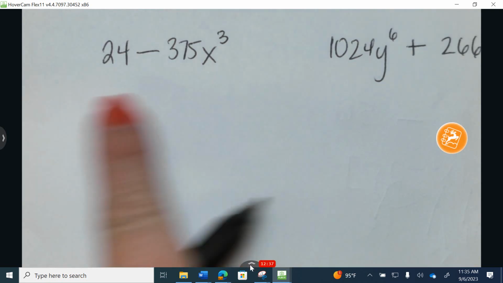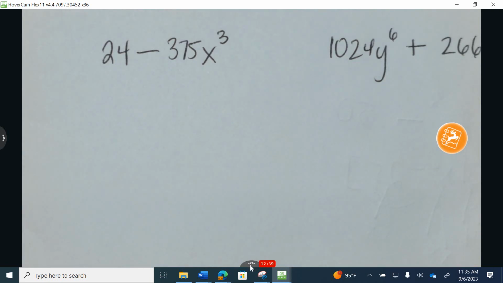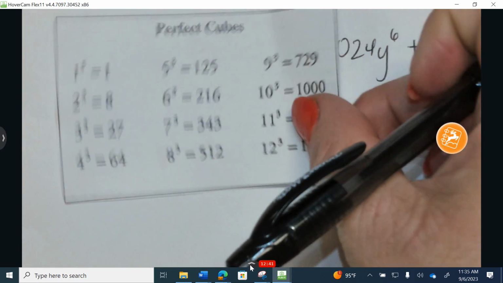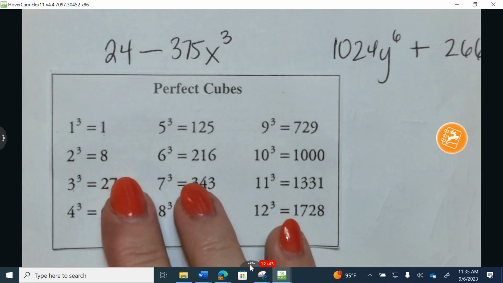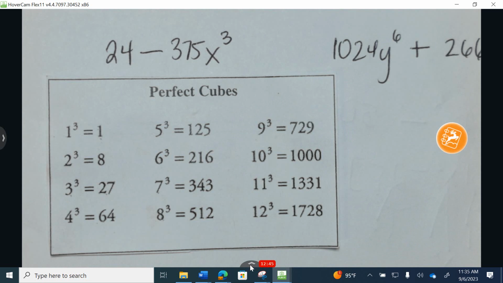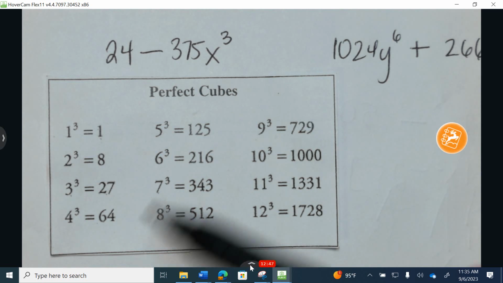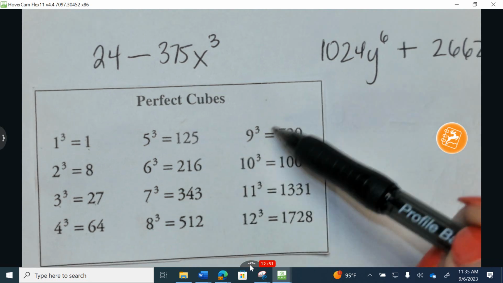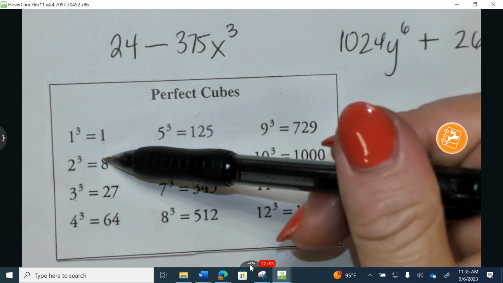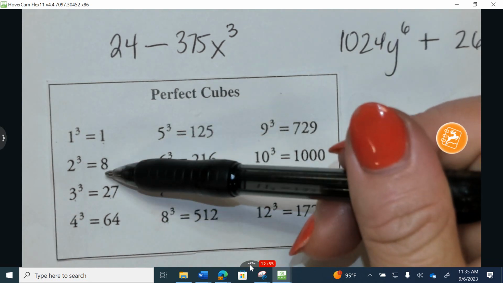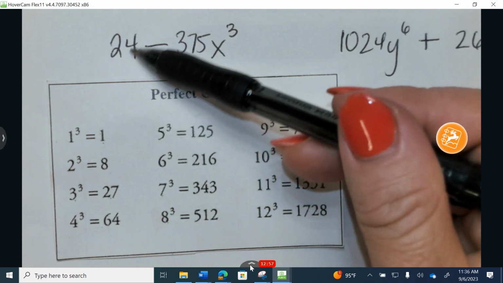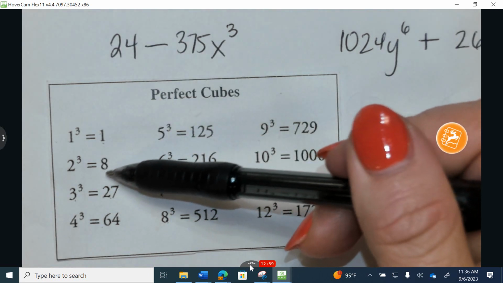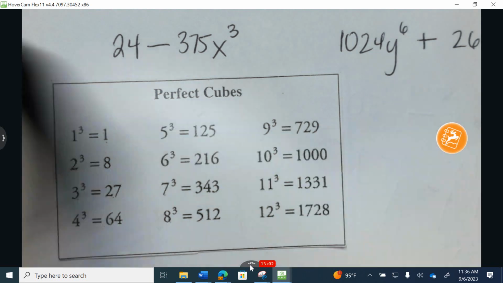So here's the first example that's not on your paper, and you're going to see that 24 is not on this list and 375 is not on this list. So what you're going to do is locate where 24 would be on the group here. If this was a list of numbers, where do you find 24? And 24 would be in between 8 and 27.